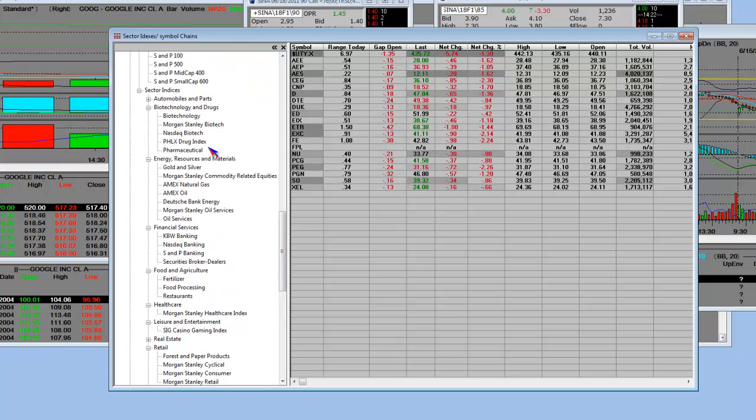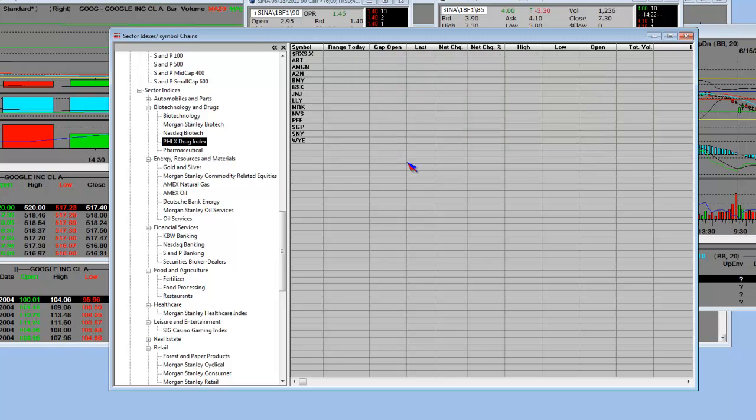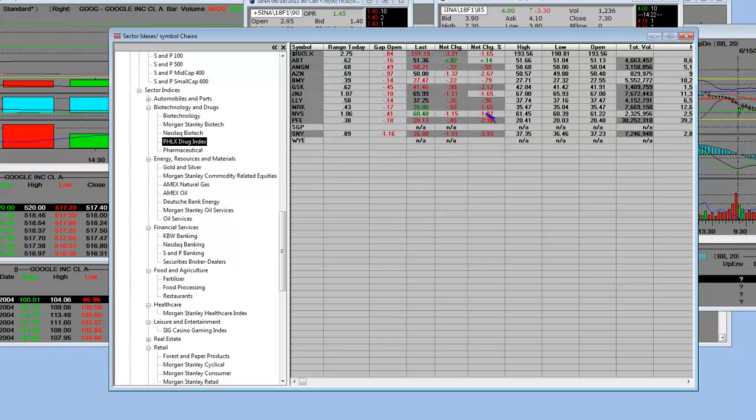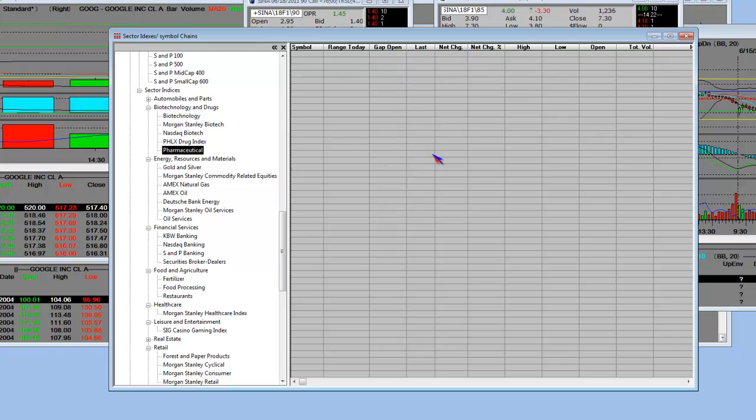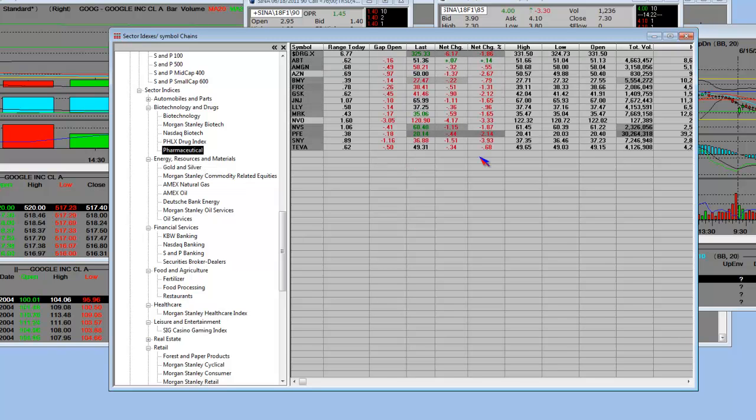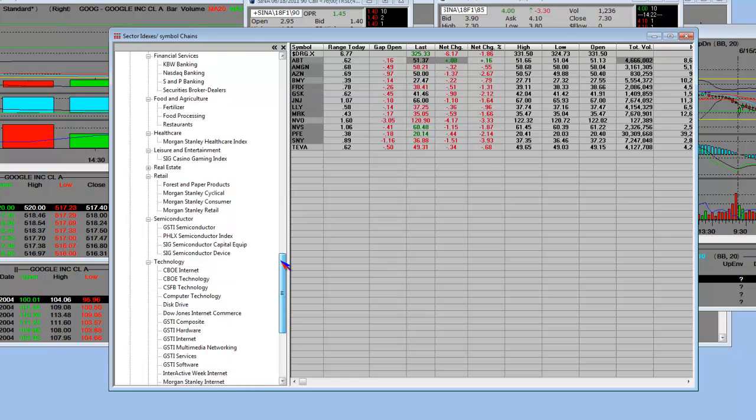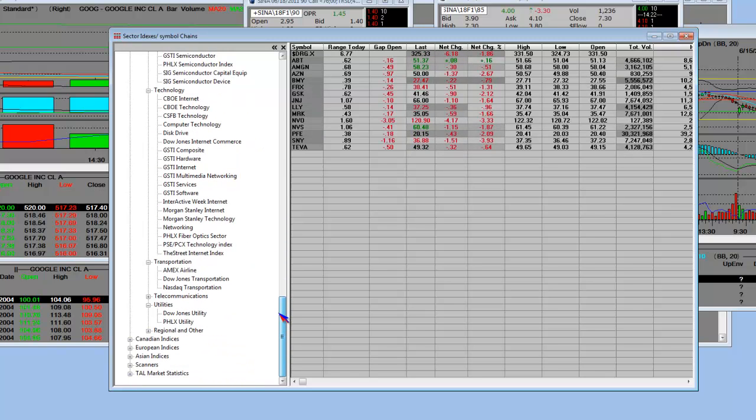Let's take a look at biotechnology. Let's take a look at the drug index first. That drug index, they're selling into that. Let's look at pharmaceuticals now. Pharmaceuticals got a haircut too, see? These are the pharmaceuticals. We've seen some selling in some of these names yesterday into the close. And we did. So that's a very good view of the broad-based selling, the bear move versus yesterday's bull move.